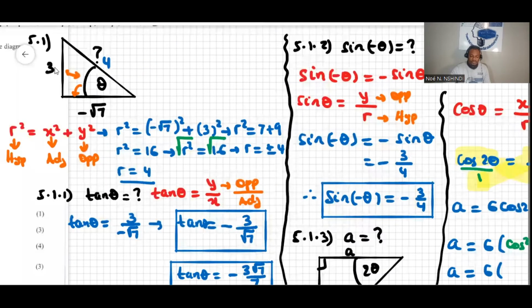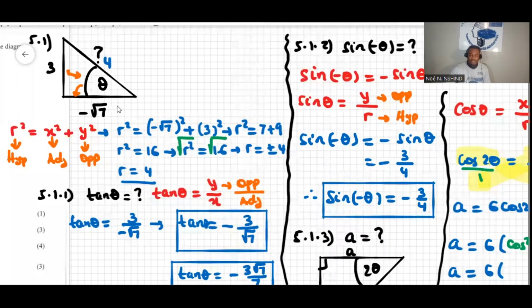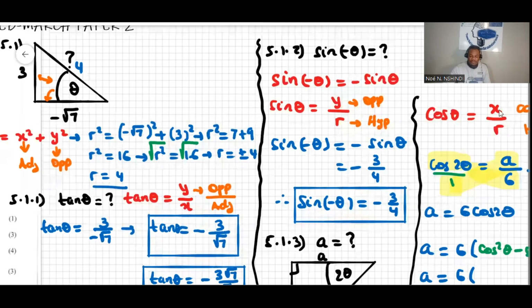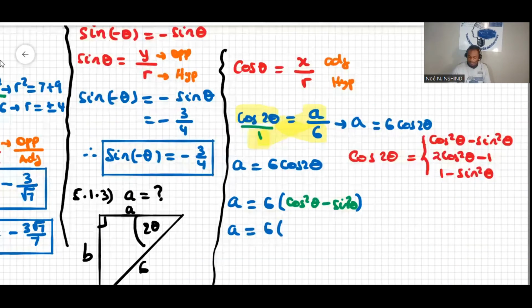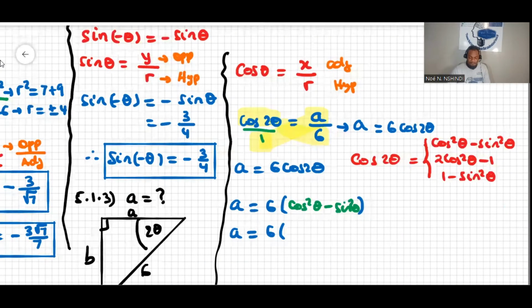Okay, in this triangle here, we can find cos theta. We say cos theta is adjacent over hypotenuse, x over r. So we're going to take negative square root of 7 over 4. That should be the value of cos theta. Okay, we can substitute there. That's going to be adjacent, negative root 7, over hypotenuse, which is 4.